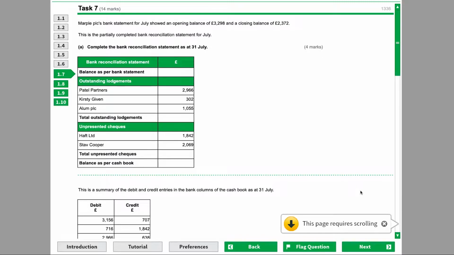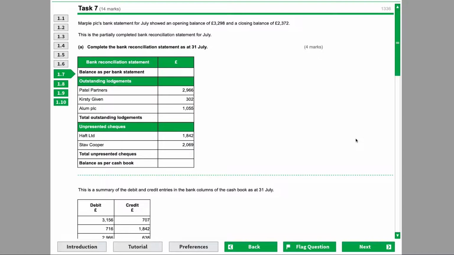So this task is worth 14 marks and is designed to test the process of matching receipts and payments in the cash book against those on the bank statement, which is similar to task 6. But then on the back of that, we need to prepare a bank reconciliation statement using the appropriate transactions, and you may also have to calculate the closing cash book balance to check that the bank statement has been correctly reconciled. Right, let's have a go at this question then.